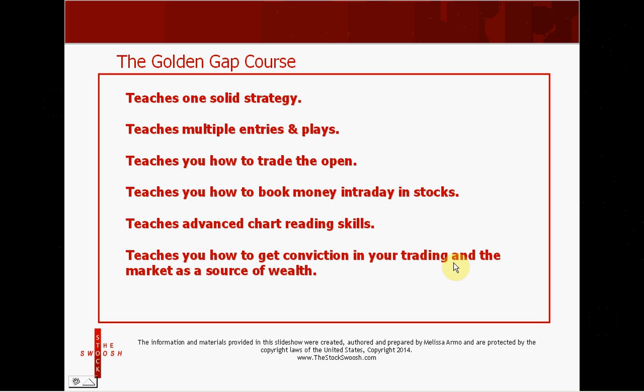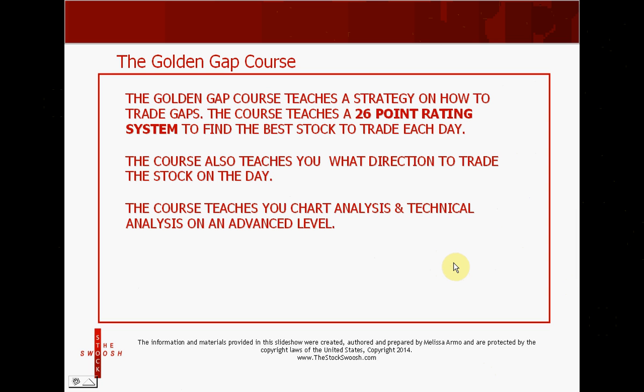I usually do one trade a day, maybe two. So I usually do anywhere from 5 to 7 trades a week. The Golden Gap class teaches a strategy and how to trade gaps. The course teaches a 26-point rating system, as I said, and what direction to trade it on the day. I'm looking at chart analysis and technical analysis in a very advanced level. Again, someone was talking earlier about percentage of wins versus losses. If you are following me in the room, and if you take the class, you are eligible to join the live trading room. You have to take the class to join the room.